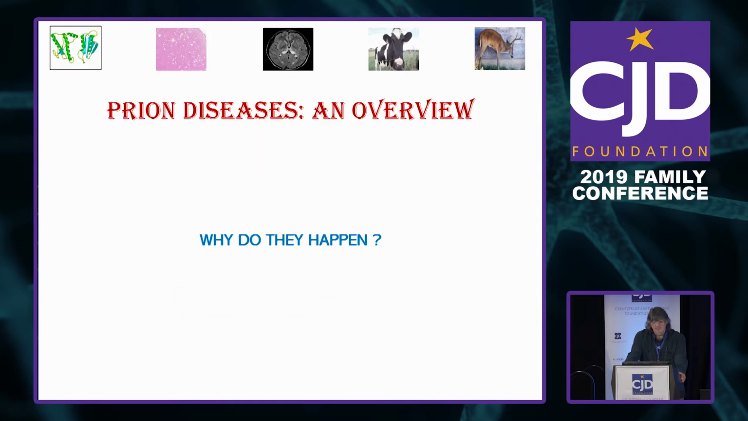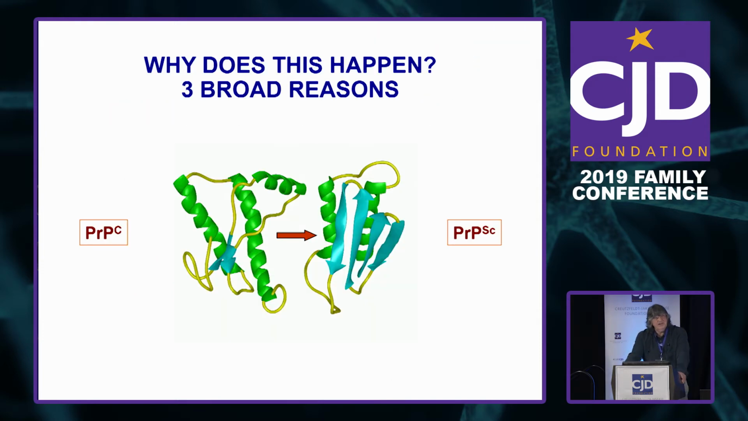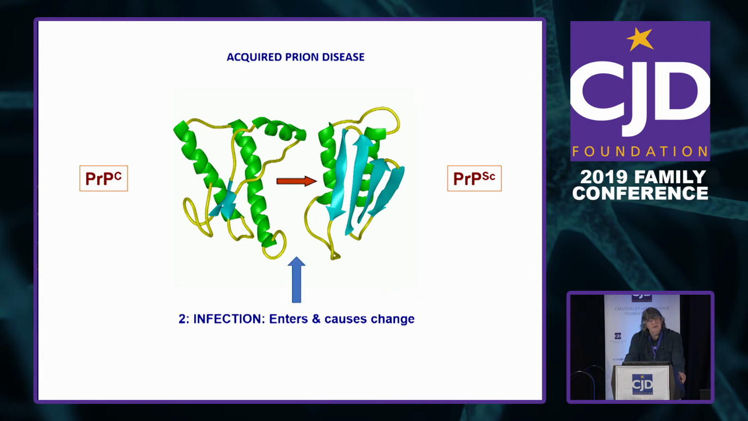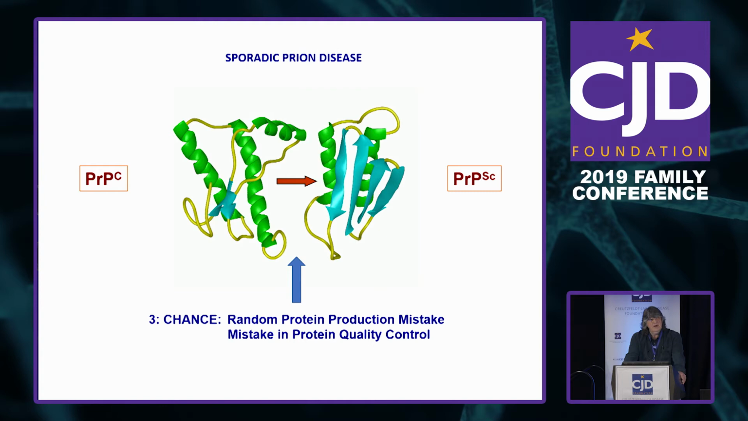So why do they happen? Well, here's the conversion process, and there are three broad reasons. The first is a genetic problem. You have an abnormal gene, so you have an abnormal protein, and it's more likely to change in shape. Second, acquired infection. Something enters the organism and causes the change. And thirdly, chance. Basically, we're making thousands and thousands or millions of protein molecules all the time, and there could be a mistake in production.